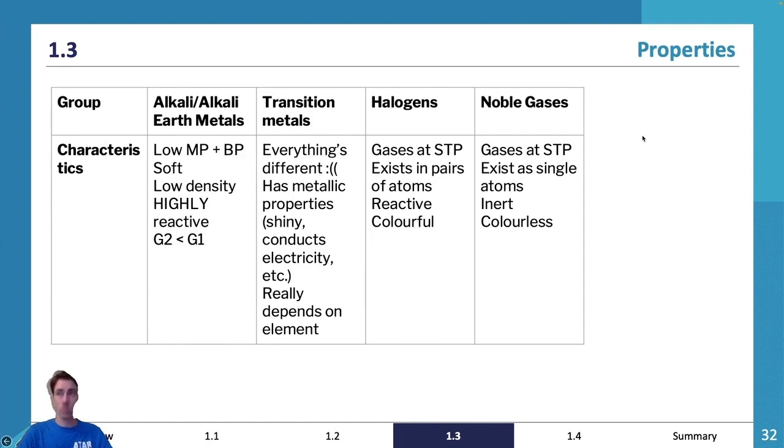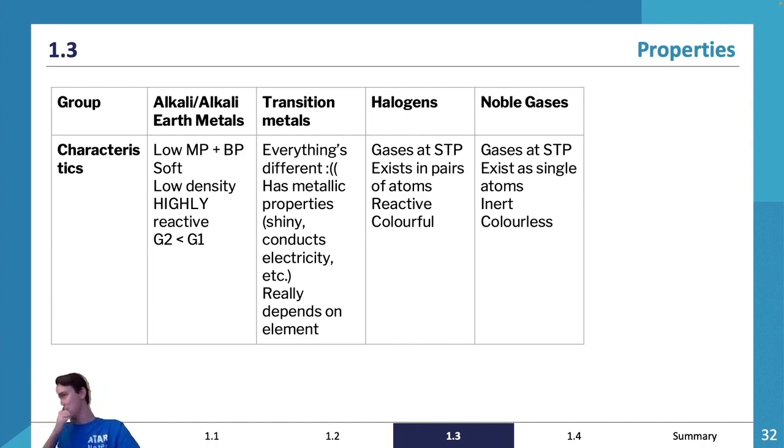Now, the groups that we discussed before, your alkali earth metals, these have a low melting point and boiling point. They're soft, they have a high density, and they're highly reactive. Now, we'll talk about our Gs in a bit, so don't worry about that. Transition metals, everything's different, so don't worry too much about it, but they have metallic properties, but it's really dependent on the element as to how strong those metallic properties are.